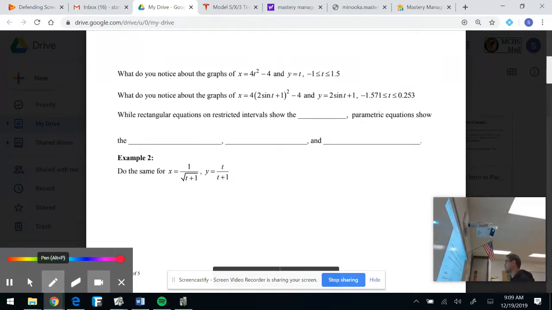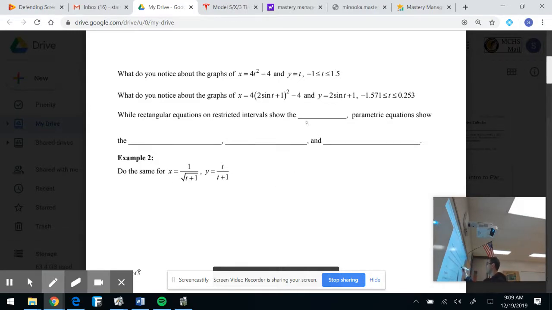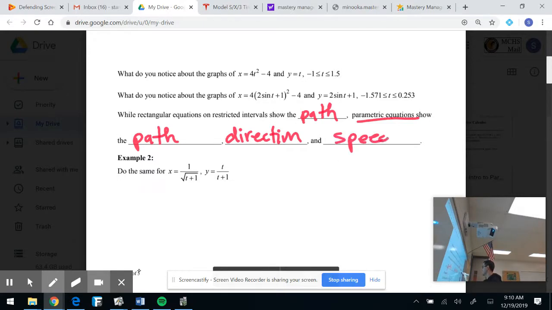What do you notice about rectangular equations on restricted intervals? They show the path. Okay, good. Parametric equations show the path. What else did they show us? They showed us the direction. And what else did they show us? They actually show us the speed. And remember, you can slow down those steps to really see how fast it's going.